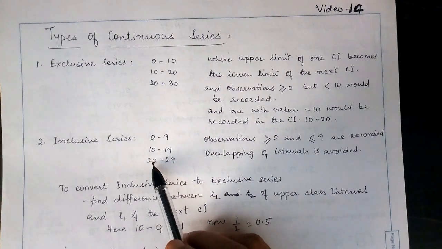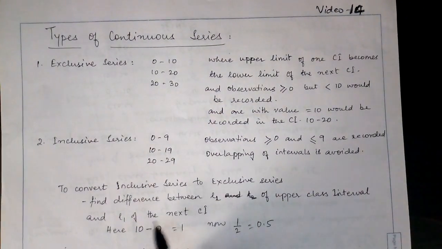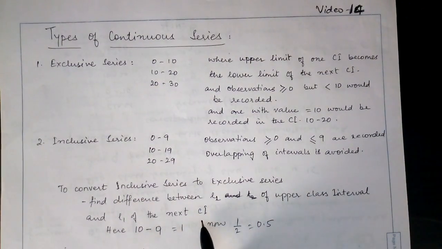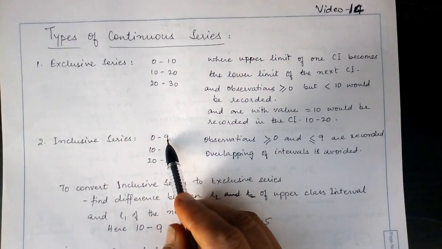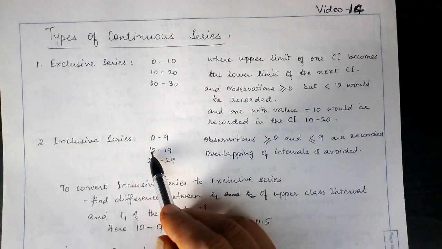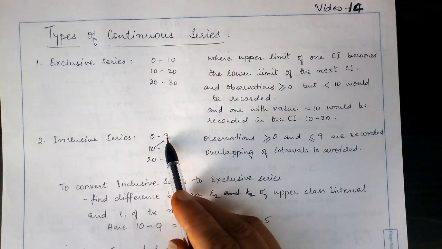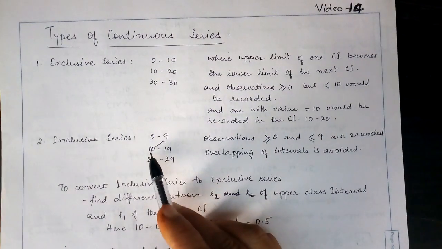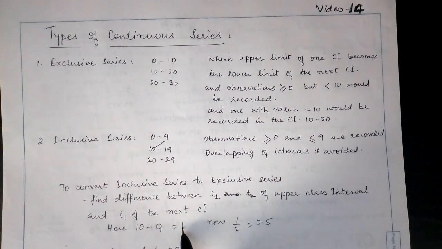Now if you want to convert this inclusive series into an exclusive series, what do we do? We find the difference between the upper limit of the upper class interval and the lower limit of the next class interval, these two. 9, which is the upper limit, and 10, which is the lower limit of the next class interval. Now we find the difference between these two. The difference between these two is equal to 1. 9 and 10, the difference is 1.